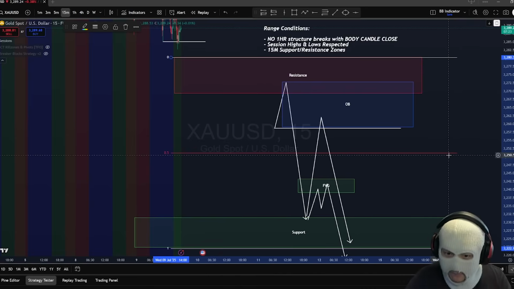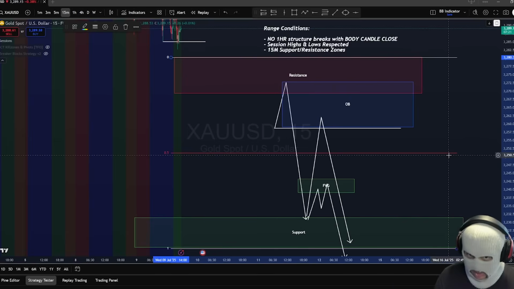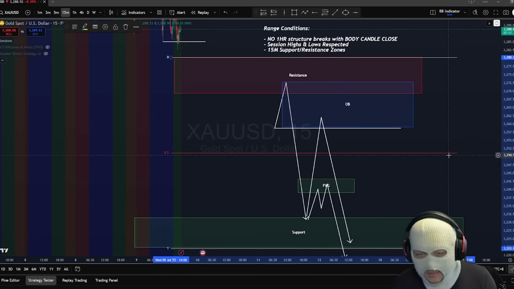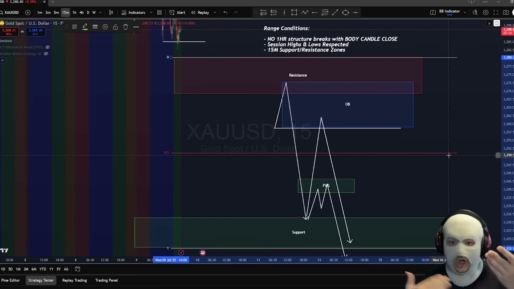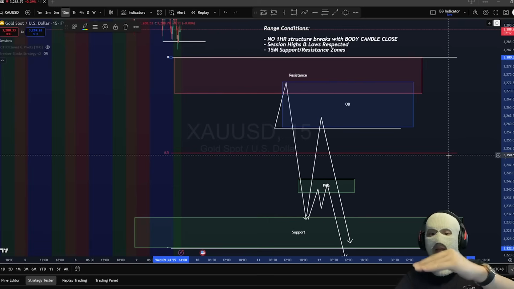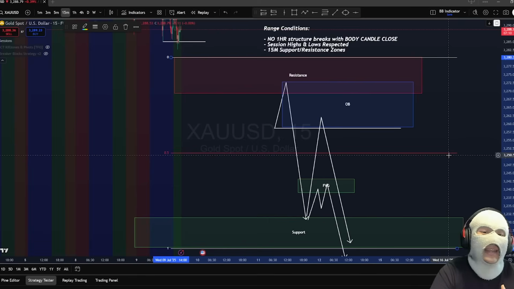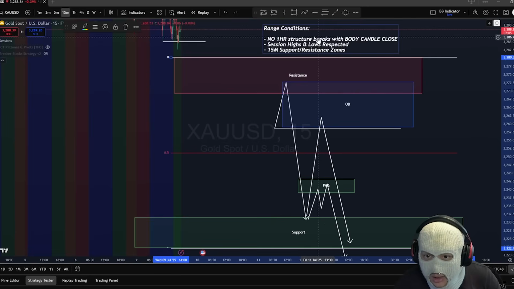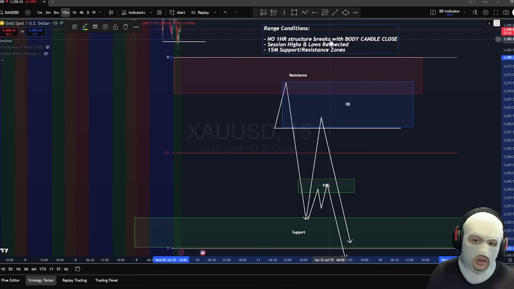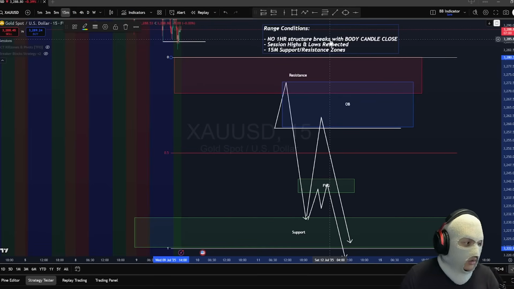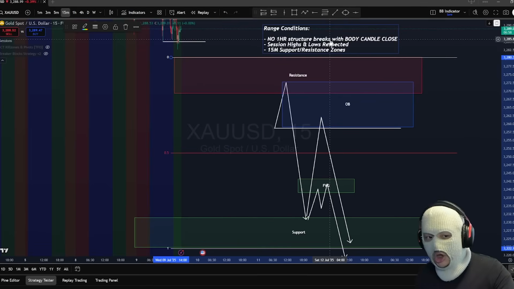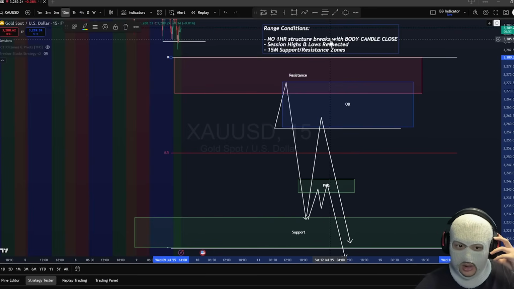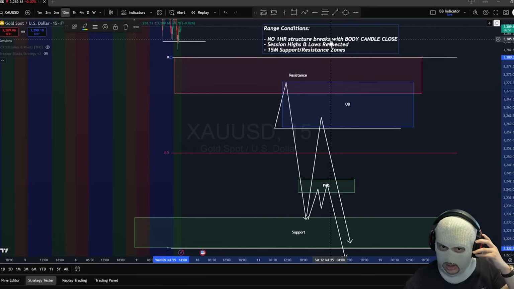So let me just recap. You have resistance, you have support. You have identified on a 15-minute time frame, or perhaps you have a session high and session low, with respected price playing ping pong within the area. Or you have no 1 hour structure breaks with a body candle close. This is what you can do. At the end of the range, on top, look for sells. At the bottom, look for buys, using order blocks.